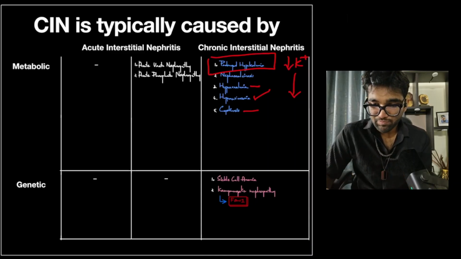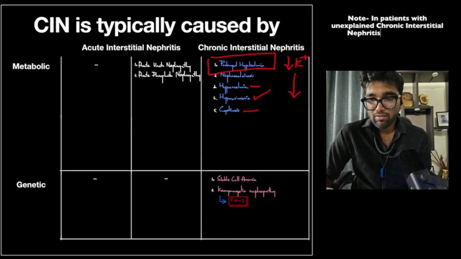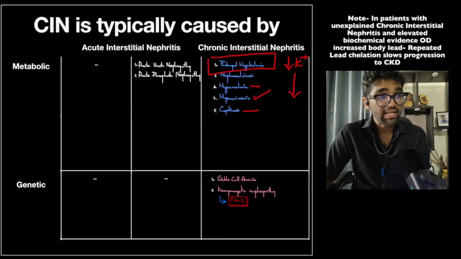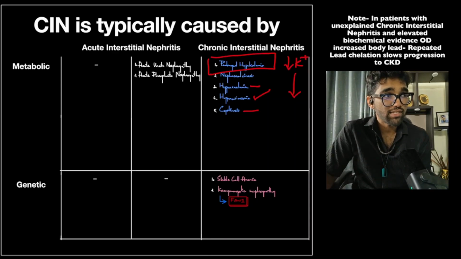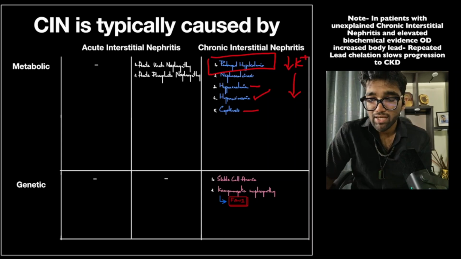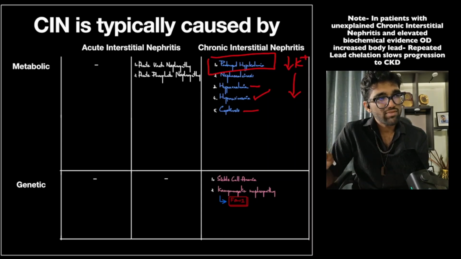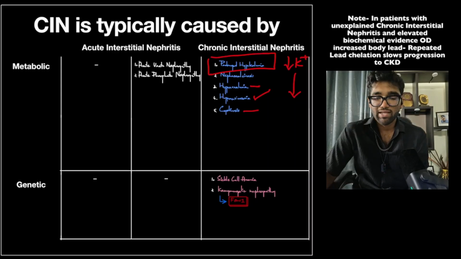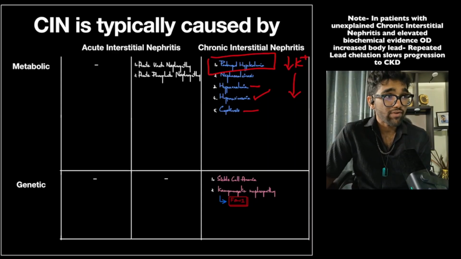Okay. Now, in patients with chronic interstitial nephritis which is unexplained, if you have elevation in total body levels of lead, it has been found that chelation of lead actually decreases the rate of progression of CKD. And this is a relatively common situation that we encounter while evaluating patients with chronic interstitial nephritis.